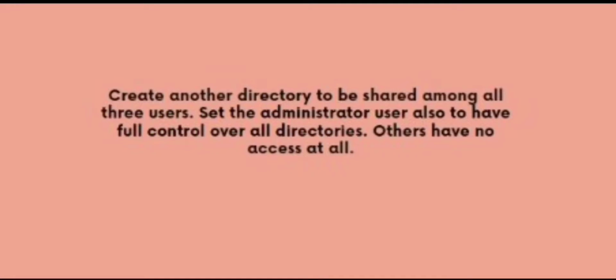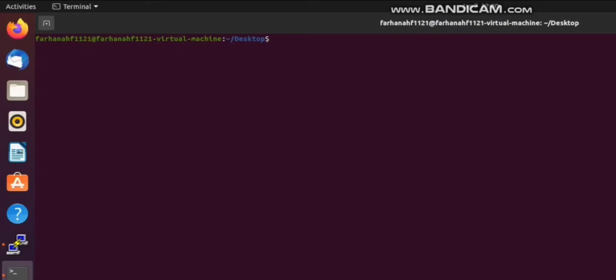Okay, next we go to task 6. Create another directory to be shared among all 3 users. Set the administrator user to also have full control over all directories. Others have no access at all. So first we have to create the directory and set the directory ownership to the normal user, and verify that the directory can only be fully accessed by the owner. So the command is mkdir dir.